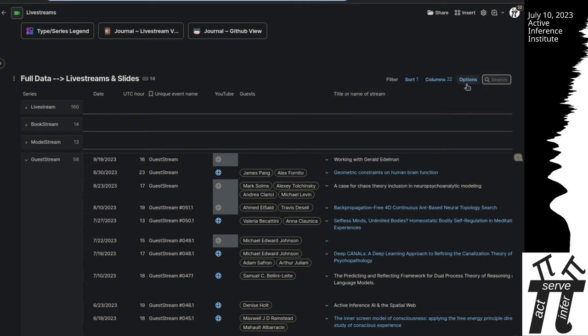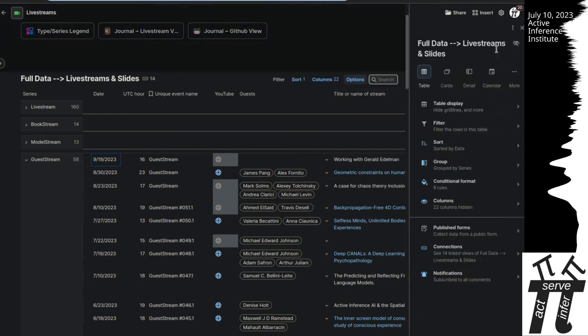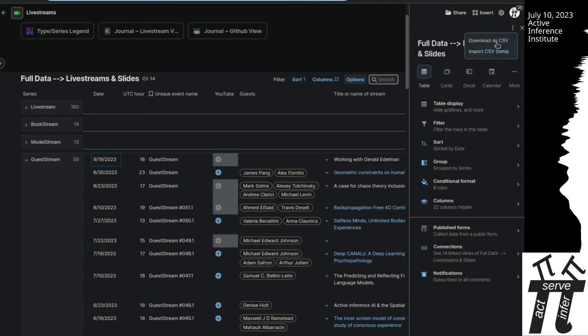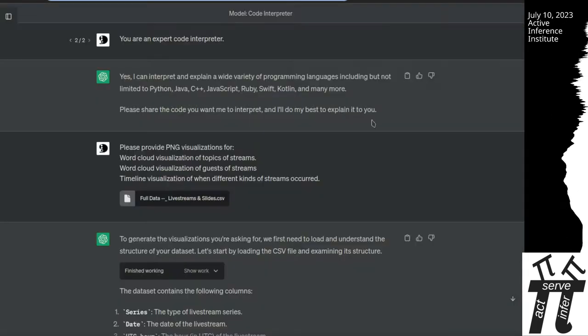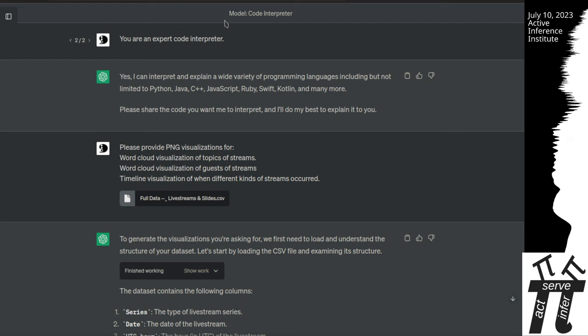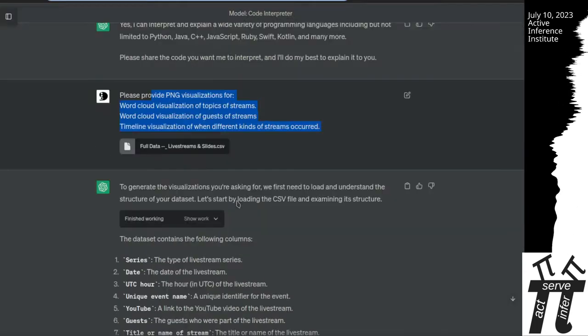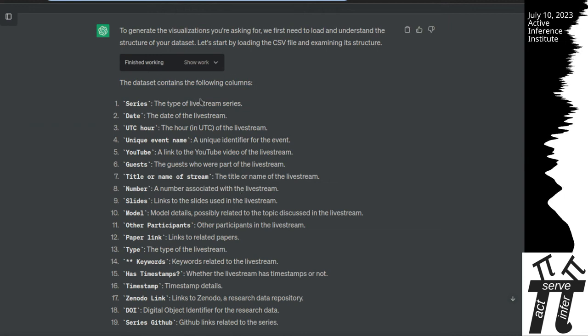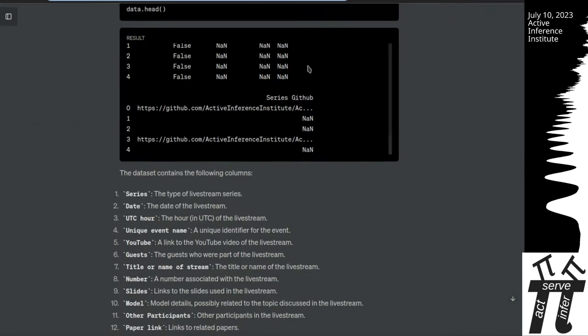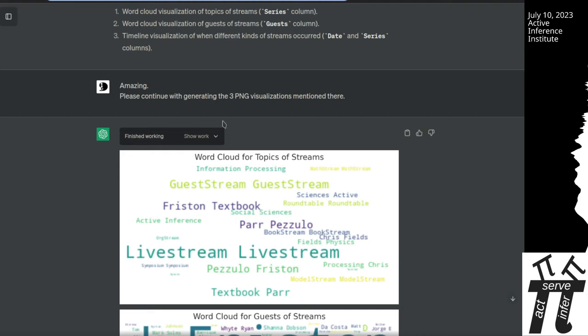So here in coda.io, table options, 3 dots on the upper right, I downloaded it as a CSV, and then brought it in to ChatGPT for code interpreter. I began by asking it to be an expert code interpreter, and then asked for some visualizations by uploading this CSV that had been downloaded from our previous Coda page. Some description along with code was provided.